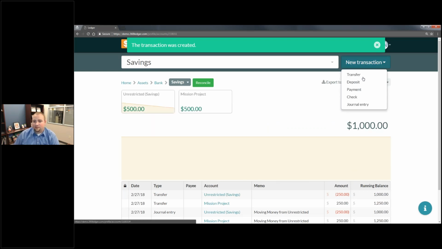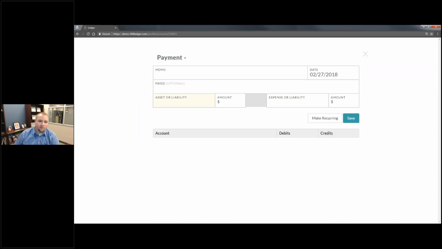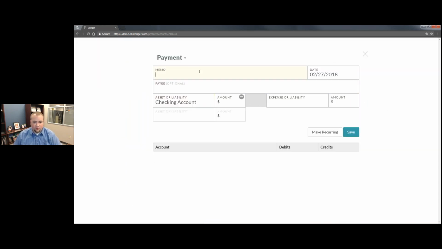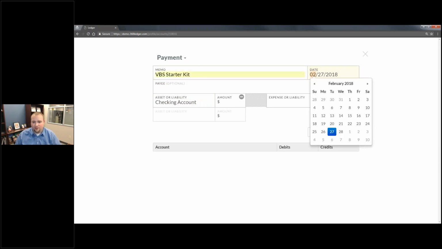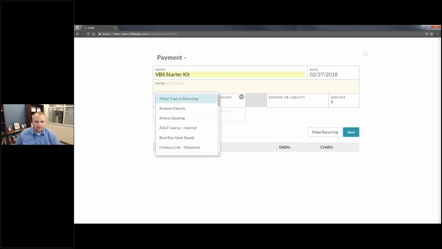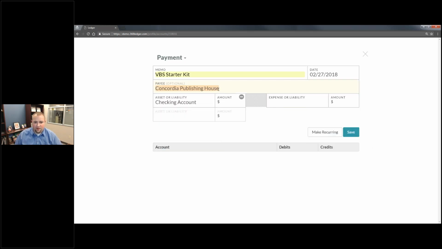Now let's do a new transaction that's a payment. All right, so where am I paying from? Well, I'm going to pay from checking, and we're going to call this the VBS Starter Kit. You can see that I've used this example before, and we're paying for today, and my payee is Concordia Publishing House because our Splash Canyon is coming up this year. And I don't remember the exact amount, but let's make it really cheap. I think it might be more expensive than that. I have $100. I'm pretty sure it's more expensive than $100. That's a really good deal for a starter kit. So I'm going to spend $100 from my checking account, and I'm going to mark that as being the starter kit. And again, it leads me down this path.